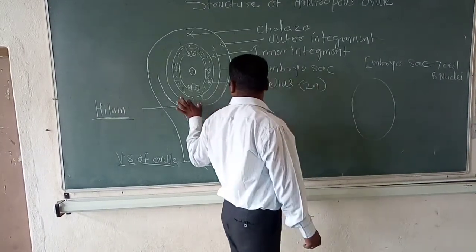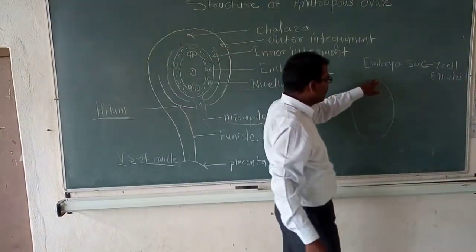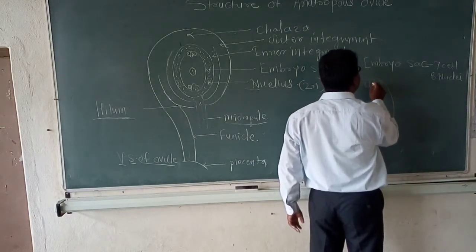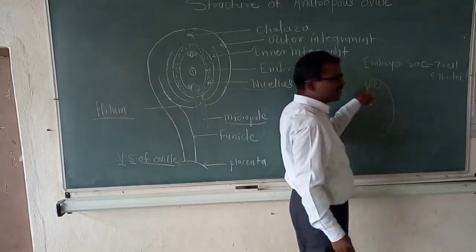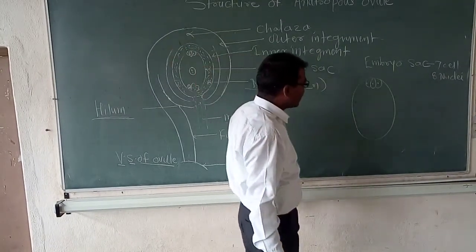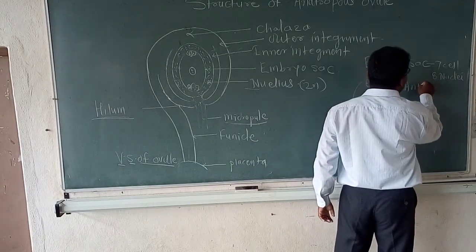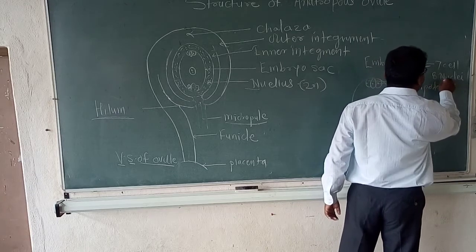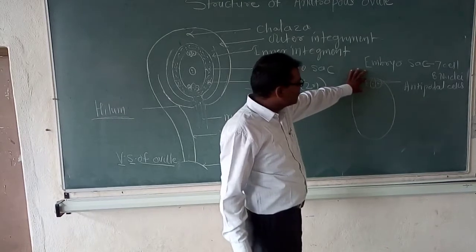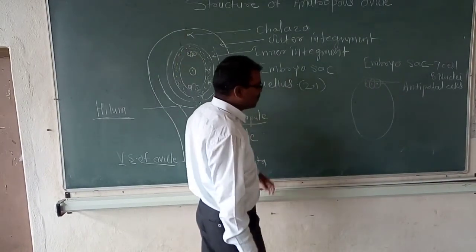This is the micropylar end of the embryo sac. This is the chalazal end of the embryo sac. Toward the chalazal end, there are 3 cells present. These three cells present toward the chalazal end are called antipodal cells.